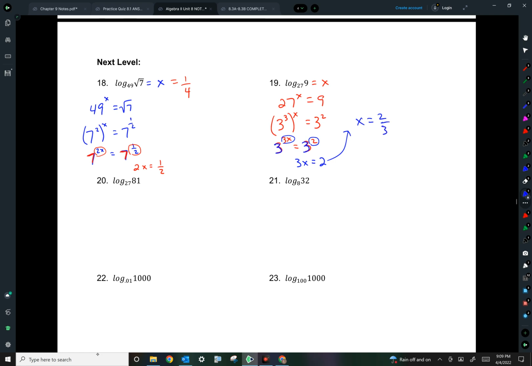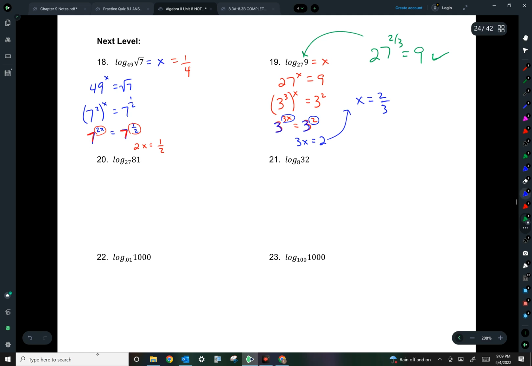Okay, and just to show you that that works, what we're saying is that the exponent on 27 is 2/3, and it should equal 9. Well, let's check. The denominator is the root, so the cube root of 27 is 3, and 3 squared is 9. It works, right?